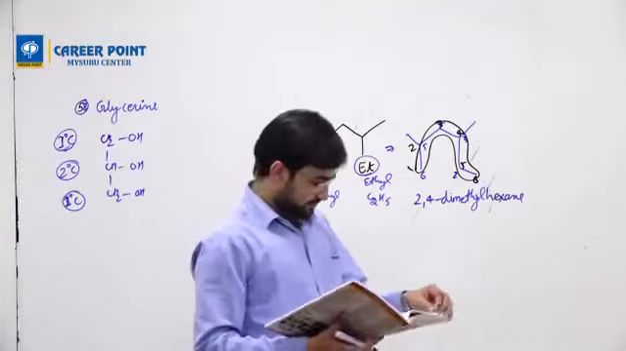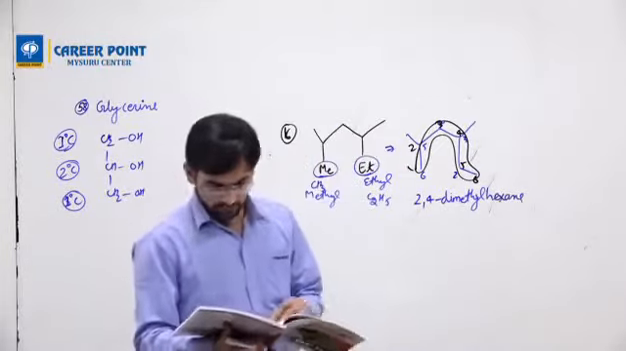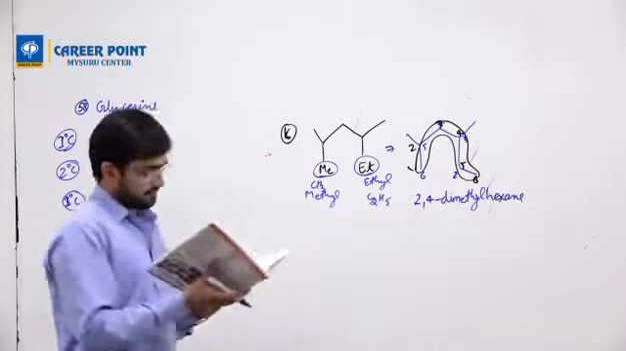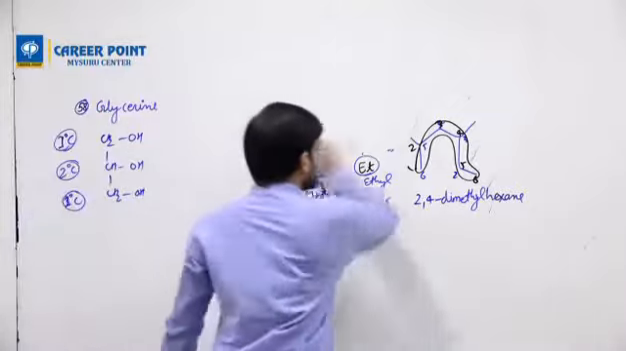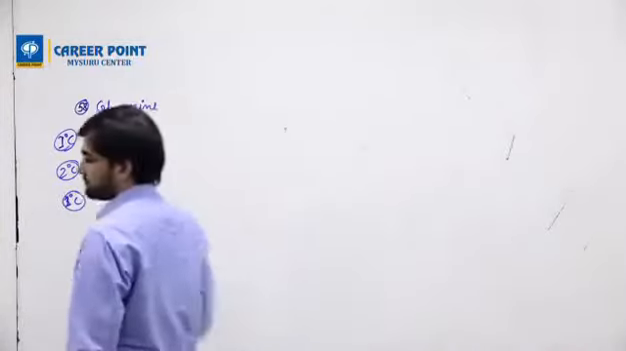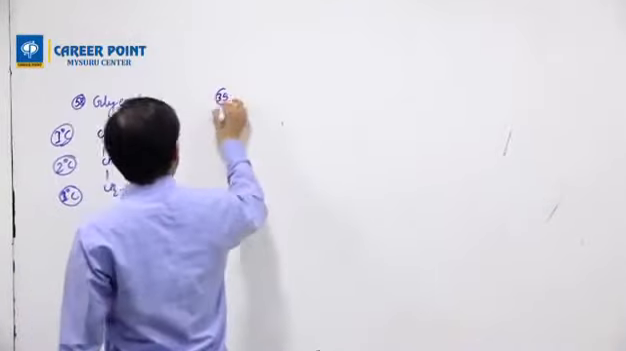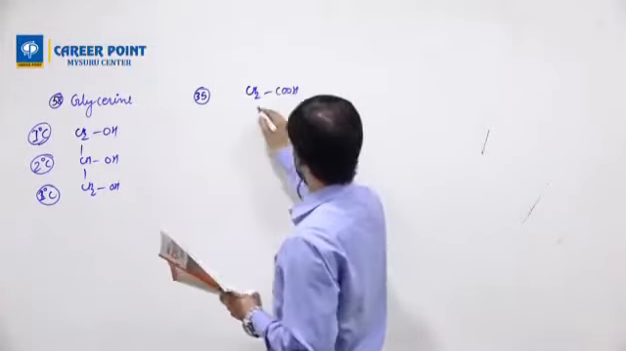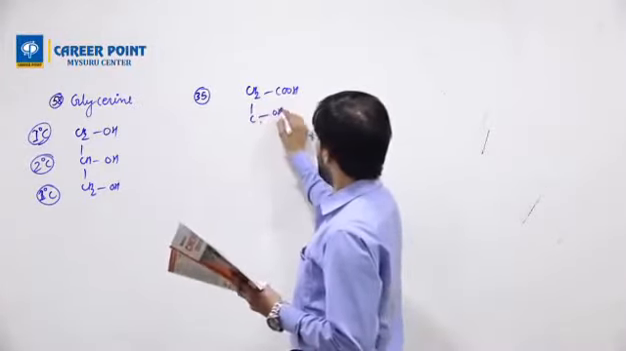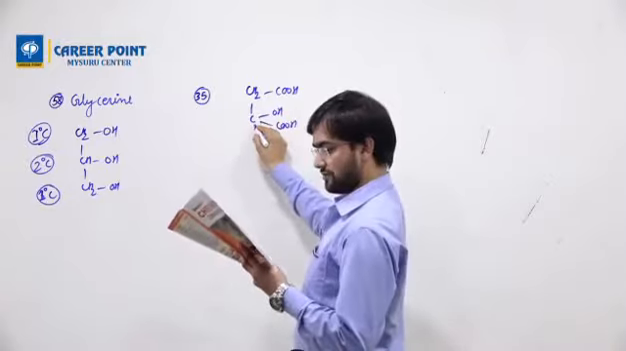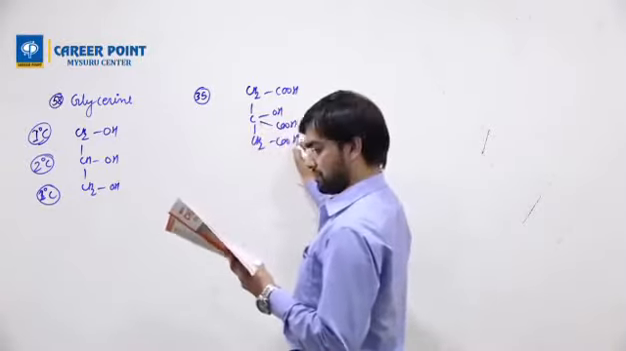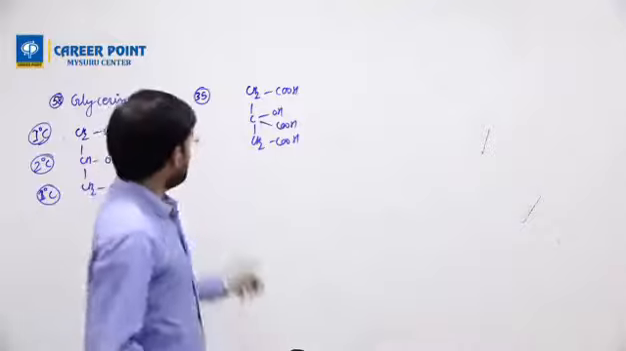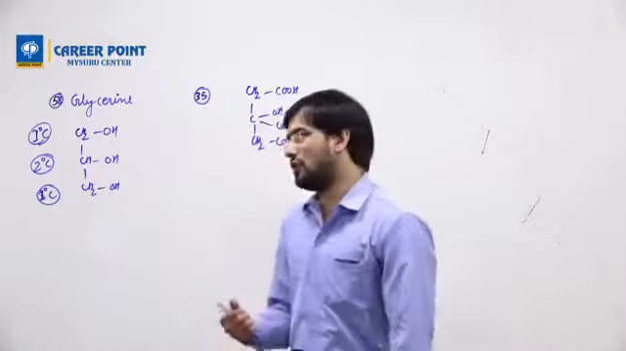Question number 35. The IUPAC name of the compound: CH2COOH, COH, COOH and CH2COOH. Okay. Now what happens in this case? In this question 35, there is no correct option given in the module. I'll teach you how to solve this.